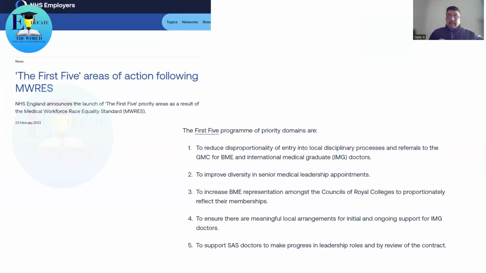And earlier this year, NHS Employers came up with the first five areas of action following MWRES, which include: reduce disproportionality of entry into local disciplinary processes and referrals to the General Medical Council for BME doctors and IMGs, international medical graduates; improve diversity in the senior medical leadership appointments; increase BME representation among the councils of royal colleges to proportionately reflect their memberships; ensure that there are meaningful local arrangements for initial and ongoing support for international medical graduates; and finally, support specialty and associate specialist doctors to make progress in leadership roles and by review of the contract.